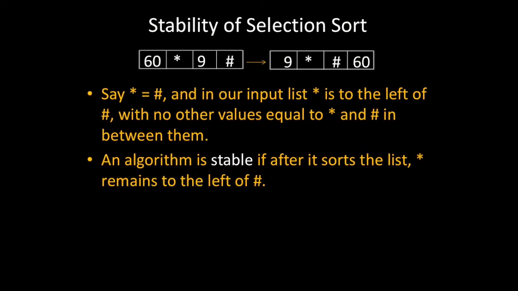Now let's take a look at the stability of selection sort. So say star and hashtag are equal values in our input lists, and star is to the left of hashtag, with no other values equal to them in between. An algorithm is stable if after it sorts the list, star remains to the left of hashtag.